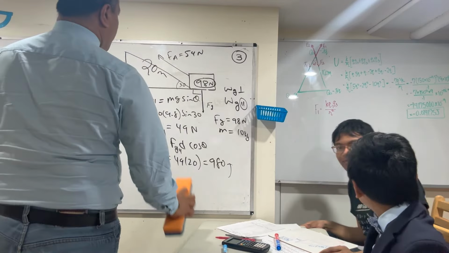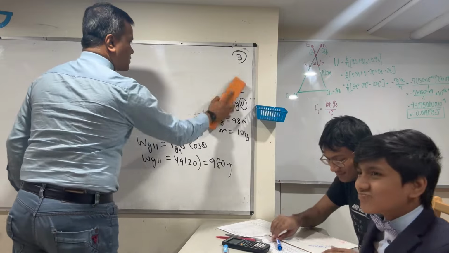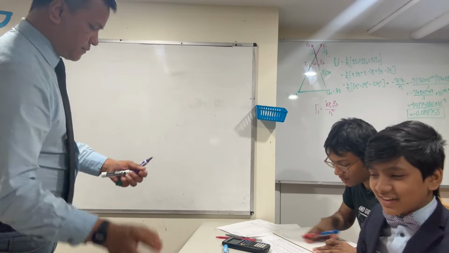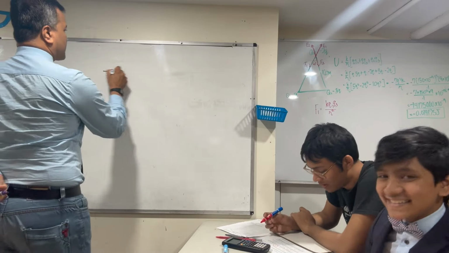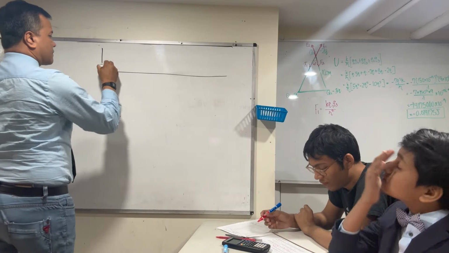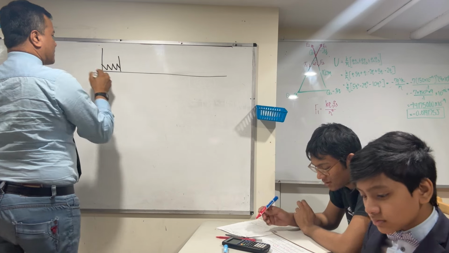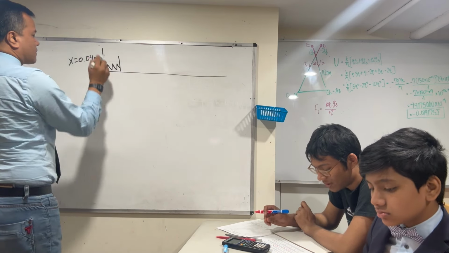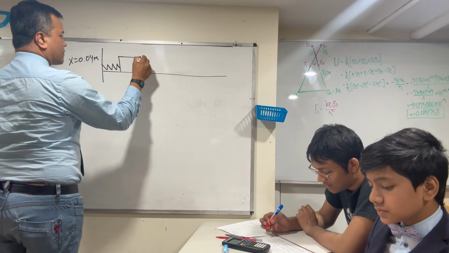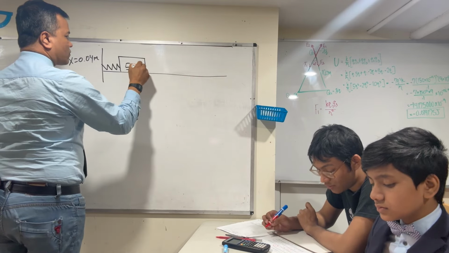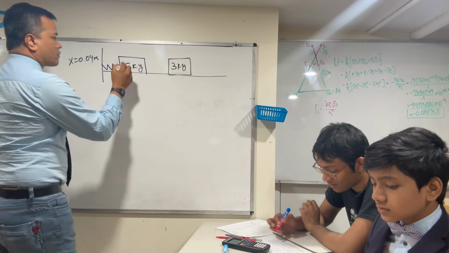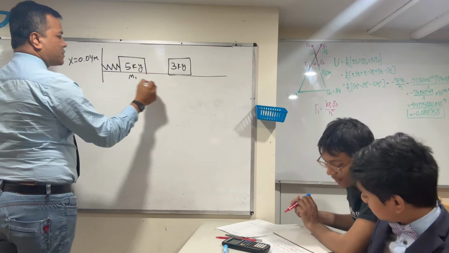All right, that takes us to question 4. Brown, can you read question 4? Yeah. A spring with a spring constant of 2000 newtons per meter is compressed 0.4 meters from its resting position. The spring is released, propelling a 5 kilogram block along a horizontal frictionless surface. This block then collides with a stationary 3 kilogram block. Find the velocity of mass 1 at the time of collision. This is mass 1, this is mass 2.